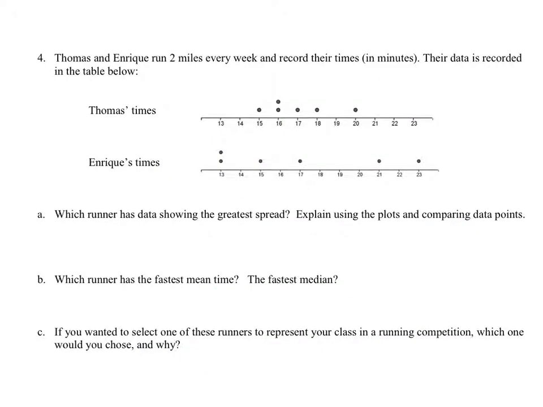Thomas and Enrique run 2 miles every week and record their times in minutes. Their data is recorded in the table below. Which runner has data showing the greatest spread? Explain using the plots and comparing data points. So the spread, we're just looking at the maximum and minimums. So Thomas has a minimum, rather, 15 to 20, which gives him a spread of 5. Enrique has a minimum of 13 with a maximum of 23, so that gives him a spread of 10. So Enrique has a greater spread by 5.